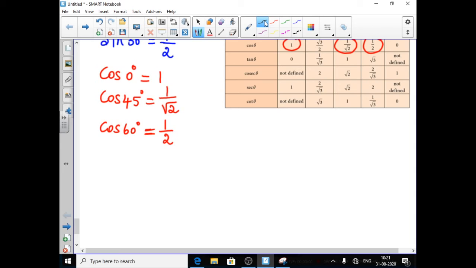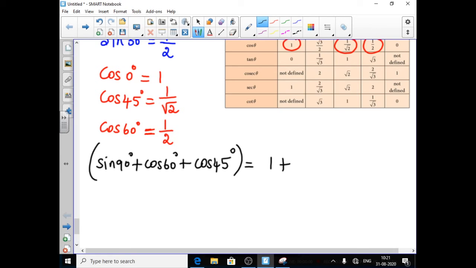So sin 90 degree plus cos 60 degree plus cos 45 degree. Okay, first we will find these values. Sin 90 degrees is 1, plus cos 60 degree. Cos 60 degree is 1 by 2, and plus cos 45 degree. Cos 45 degree is 1 by root 2. Okay.